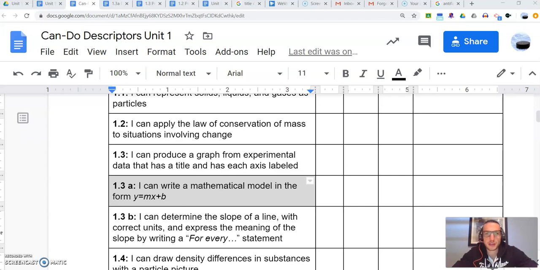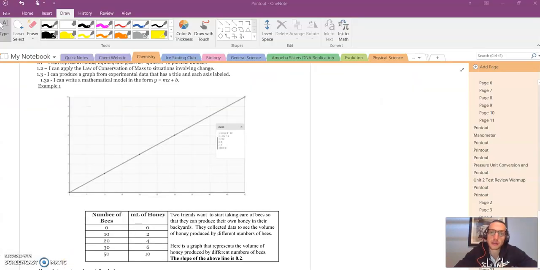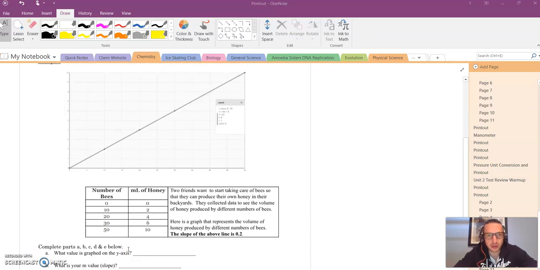Hey everybody, so our next video is on learning target 1.3a. I can write a mathematical model in the form y equals mx plus b. So if you haven't yet learned about y equals mx plus b, you will learn about this in your math class. I'm not going to fully explain how to do it, but I'm just going to show you how it applies to chemistry. So first off, let's start with an example.